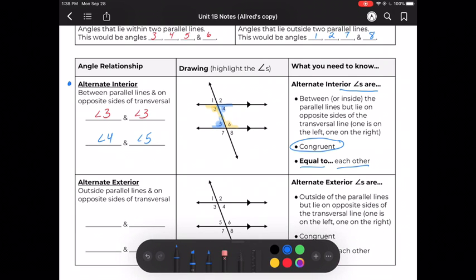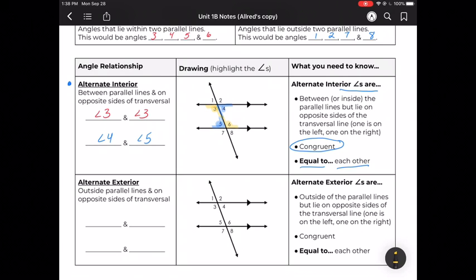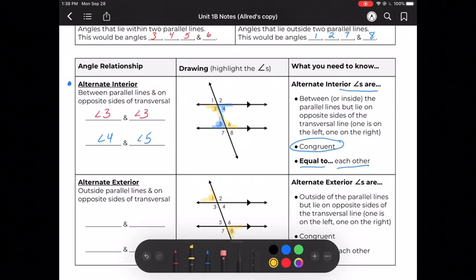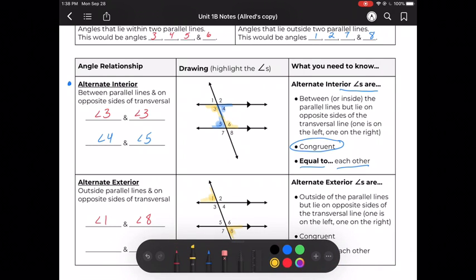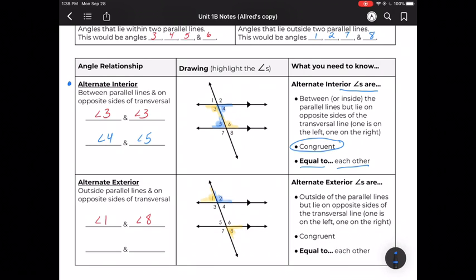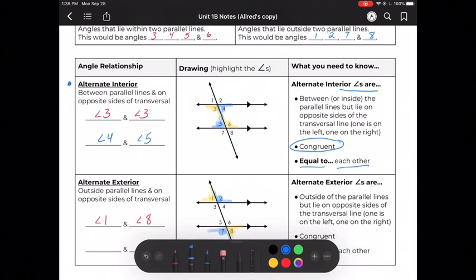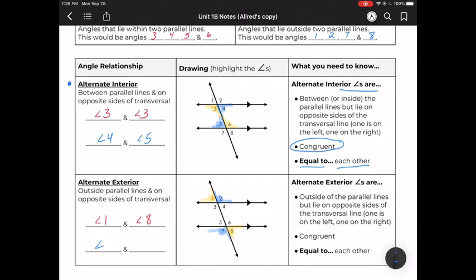Now, since we have alternate interior angles, we also have alternate exterior angles. So outside the parallel lines, opposite sides of the transversal. So like angle 1 and angle 8 are alternate exterior angles. And then also angle 2 and angle 7 are alternate exterior angles. All right? And again, because they are outside the parallel lines and on opposite sides of the transversals, they are also congruent. They're equal to each other.